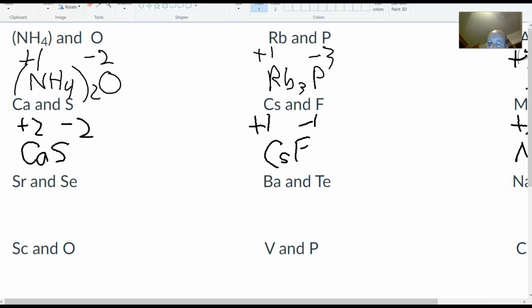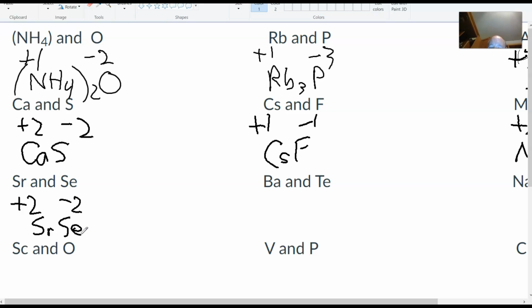Strontium and selenium. Strontium, I will find out, is in column 2A. So it's going to have a +2 charge. Selenium is in 6A, and if I take 6 - 8, that's -2. Or I could remember that selenium has 6 valence electrons. It needs 2 more to fill its outer shell. If it takes those 2, it'll have a 2 negative charge. Again, another circumstance where they're even already, +2 and -2, so I just need one of each of these. So SrSe is the formula for that.